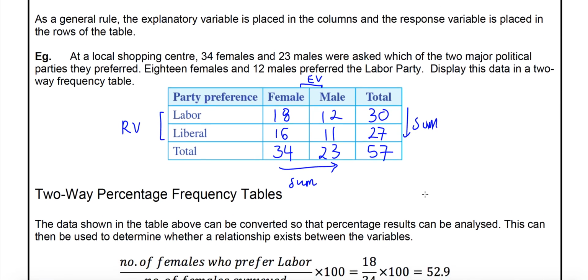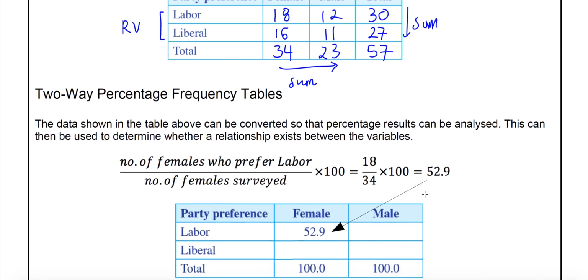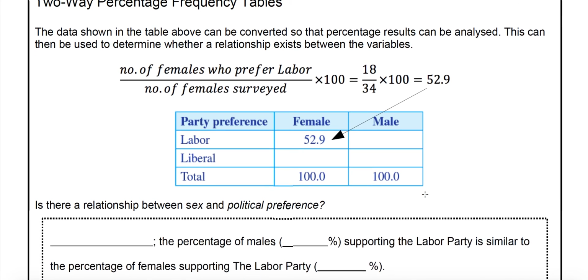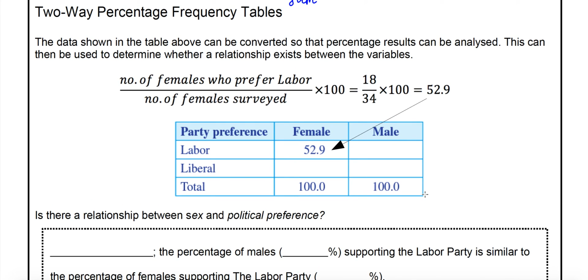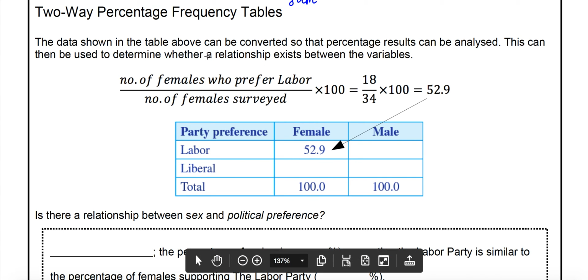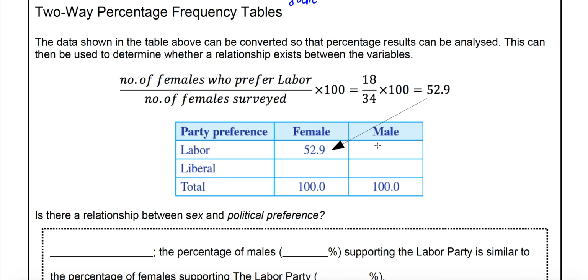We can also put this into a percentaged frequency table. So we've done something similar to this before, converting to percentages, but just as a reminder, if you want the percentage total, you're looking at it in terms of the column. In this example, we want the percentage of females that preferred Labour, the percentage of males that preferred Labour. This little thing here will help you.